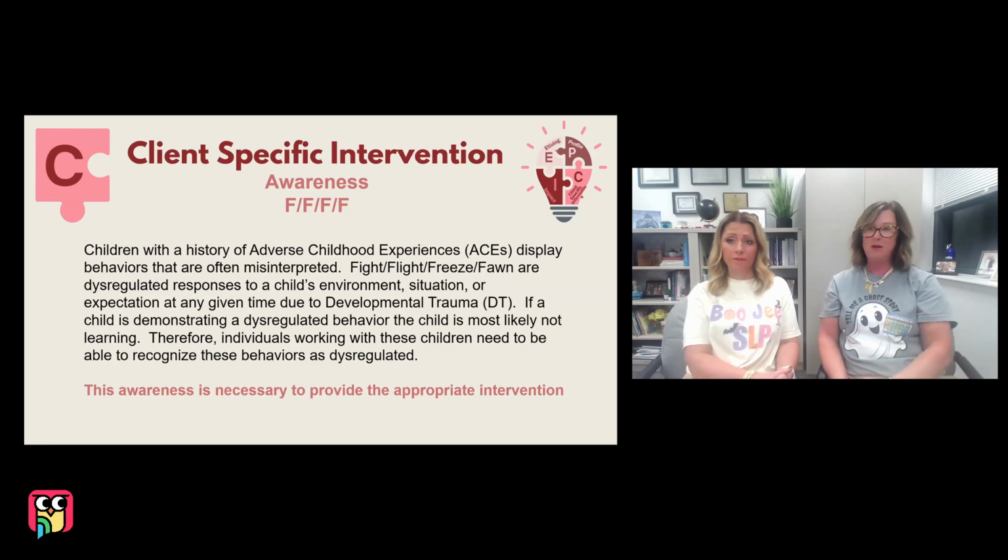Take my example of memory. If you think that this is a memory problem and you start working on memory, you're wasting your time because it's not a memory problem. It's a regulation problem. A client needs to be regulated so that they can learn. This kid and a lot of the kids that have developmental trauma have the ability. They have age appropriate skills with regards to language.